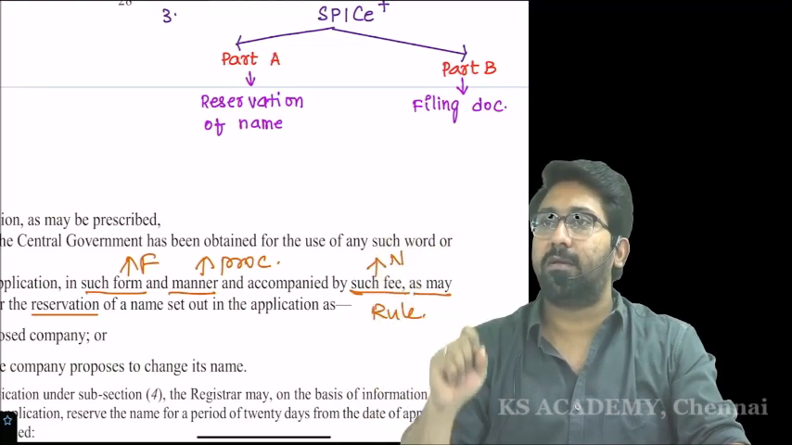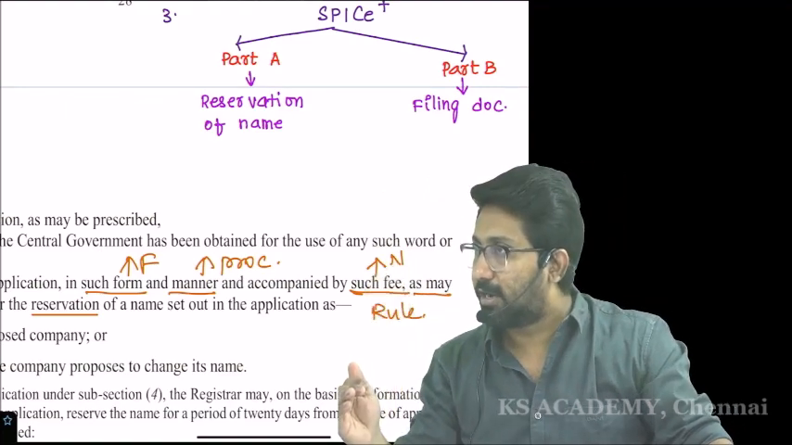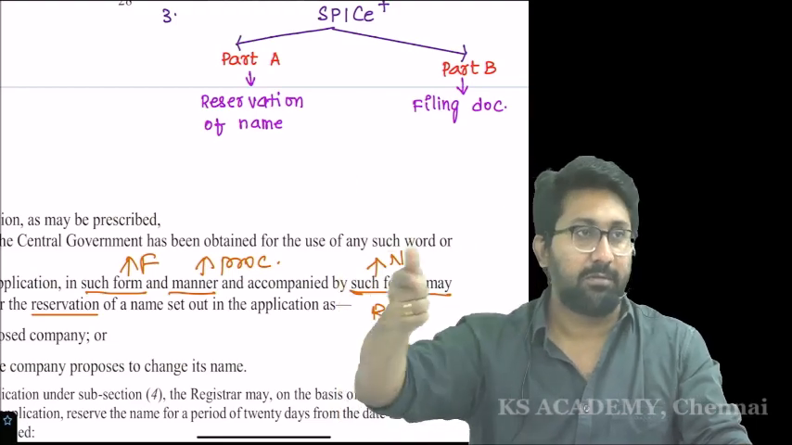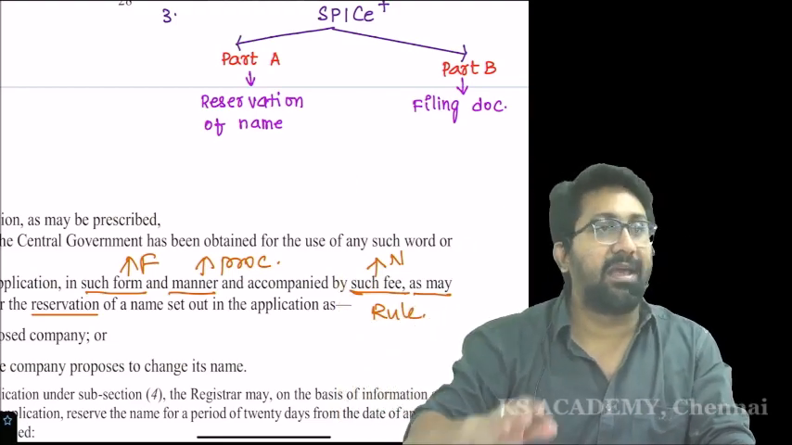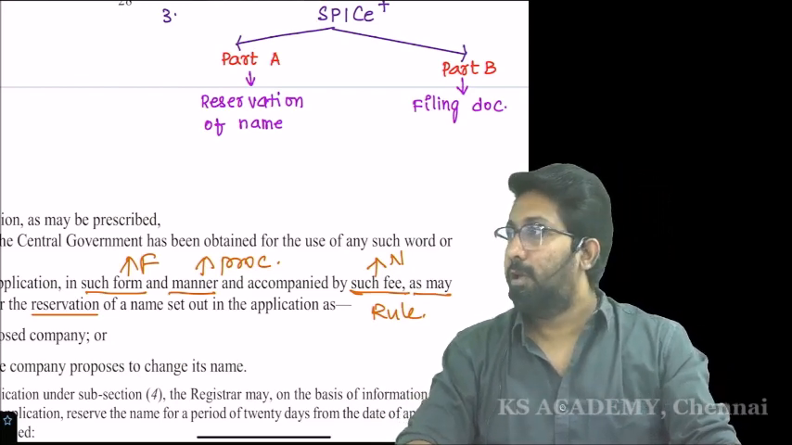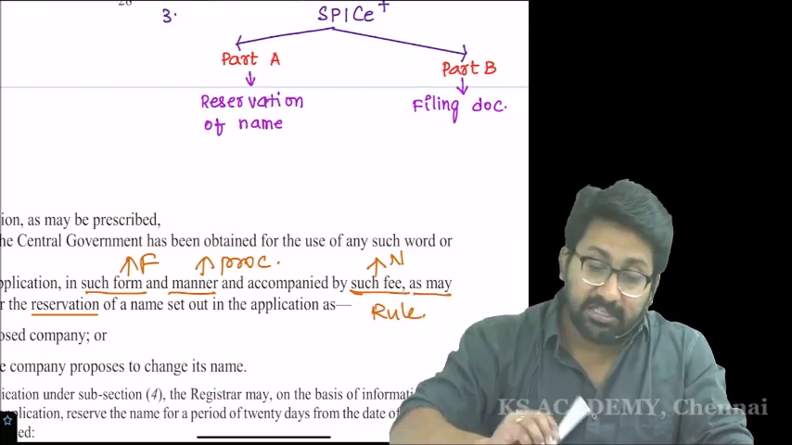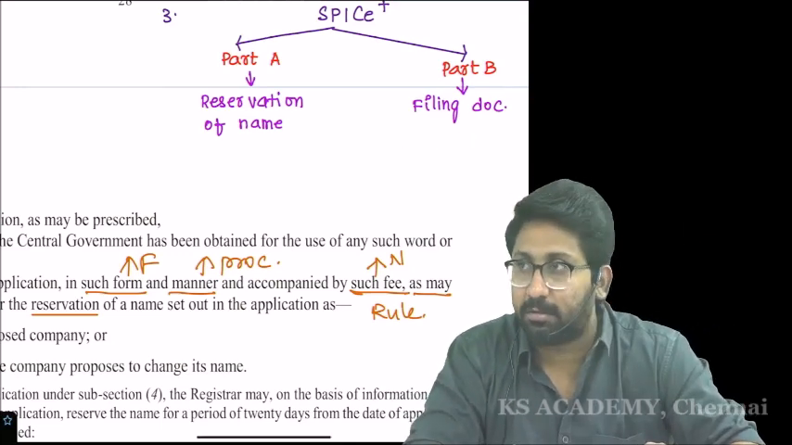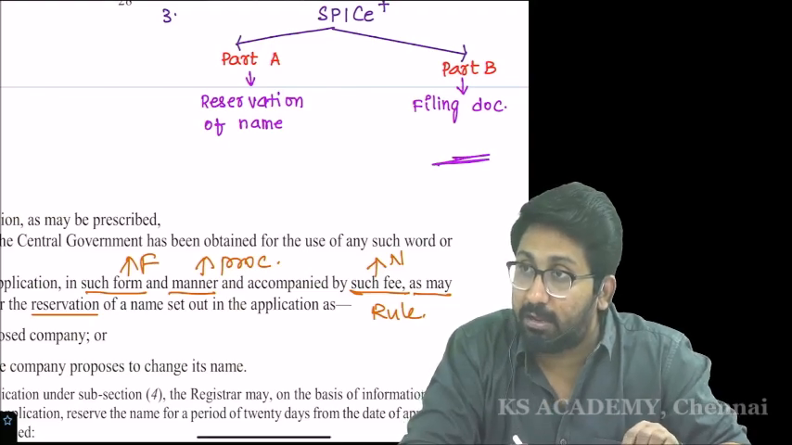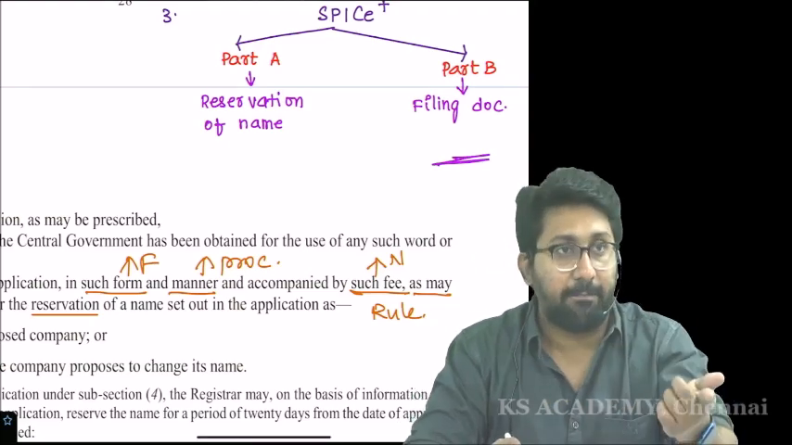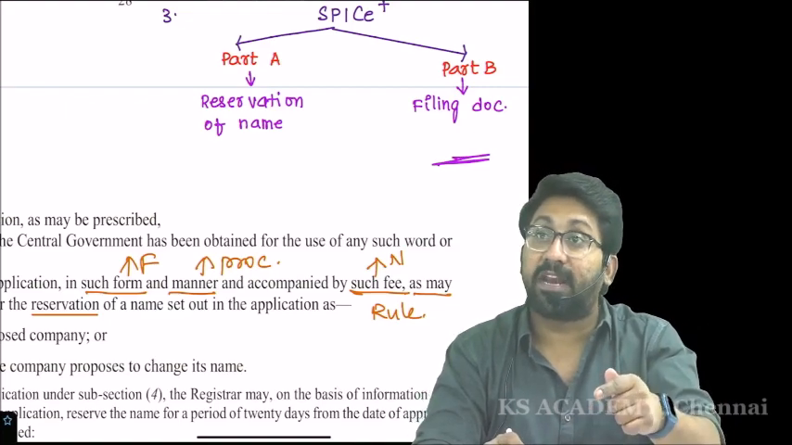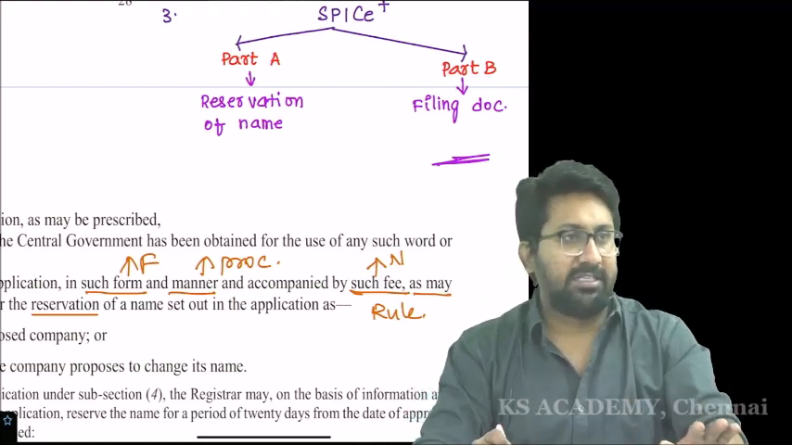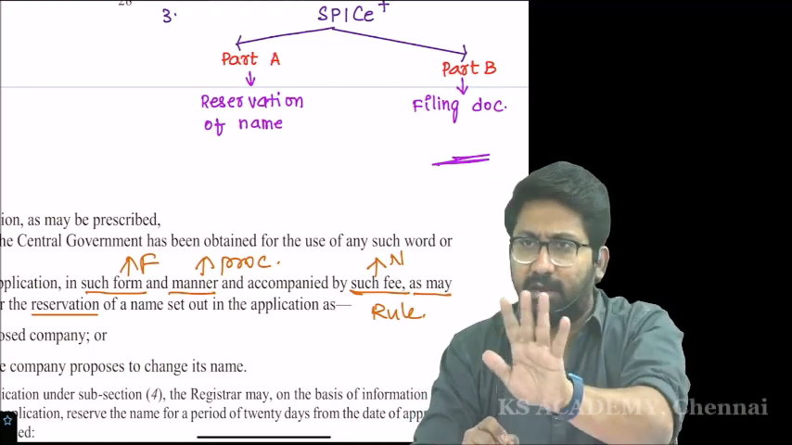The first one is Part A, reservation, which we are going to read now in section 4, subsection 4. Clear? First you need to make a reservation of a name. Means what? You can't directly apply in the SPICe form Part B. In Part B they will ask for the company name, and that name should be a reserved name. That means first what should be completed? The reservation is mandatory, not optional.